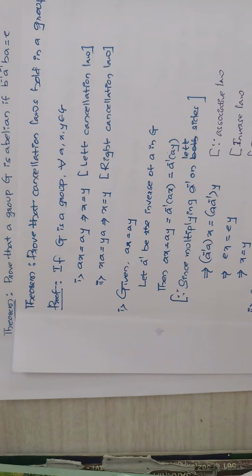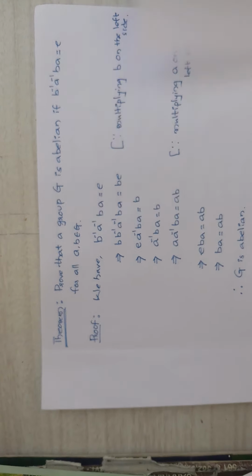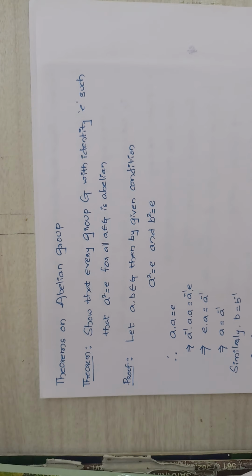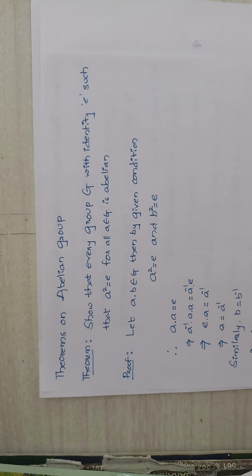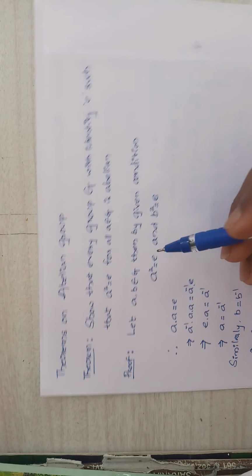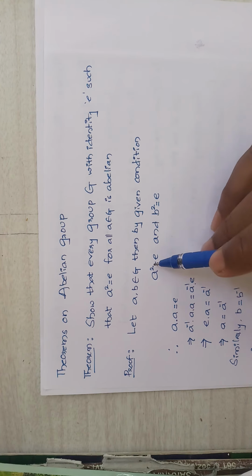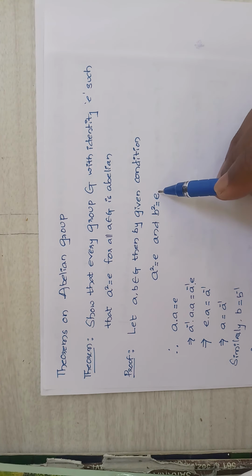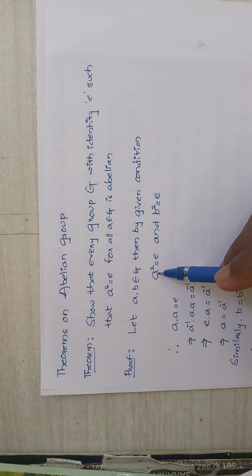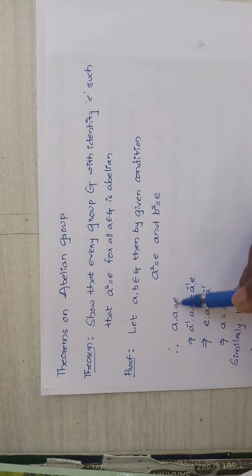So the next result is one of the theorems on abelian groups: show that every group G with identity E such that A square is equal to E for all A belonging to G is abelian. The proof is: let A, B belong to G. Then by the given condition, A square is equal to E and B square is equal to E. So I write here A into A is equal to E.